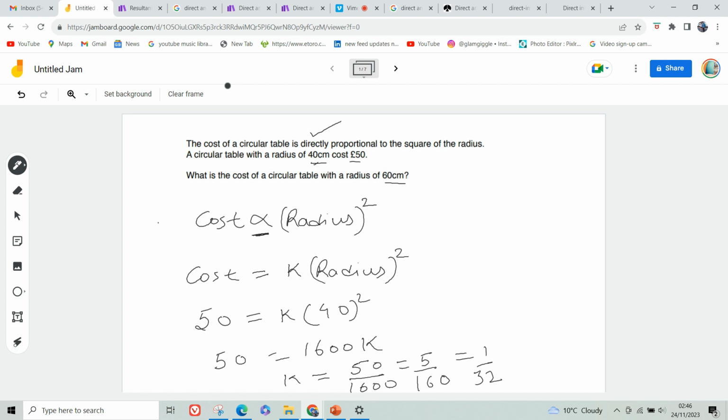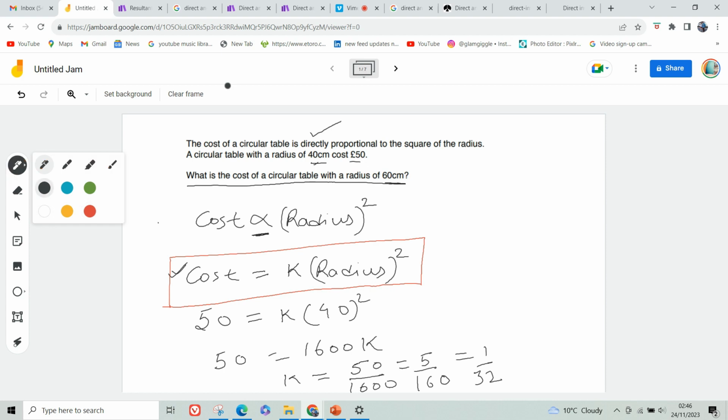Now the question is still not over. What we need to do is find out the cost of the circular table with radius this. So we have to use this equation again. You got the value of k, just sub the value of k here and radius is 60 to find out the cost. So the cost is equal to 1 over 32 times 60 times 60.